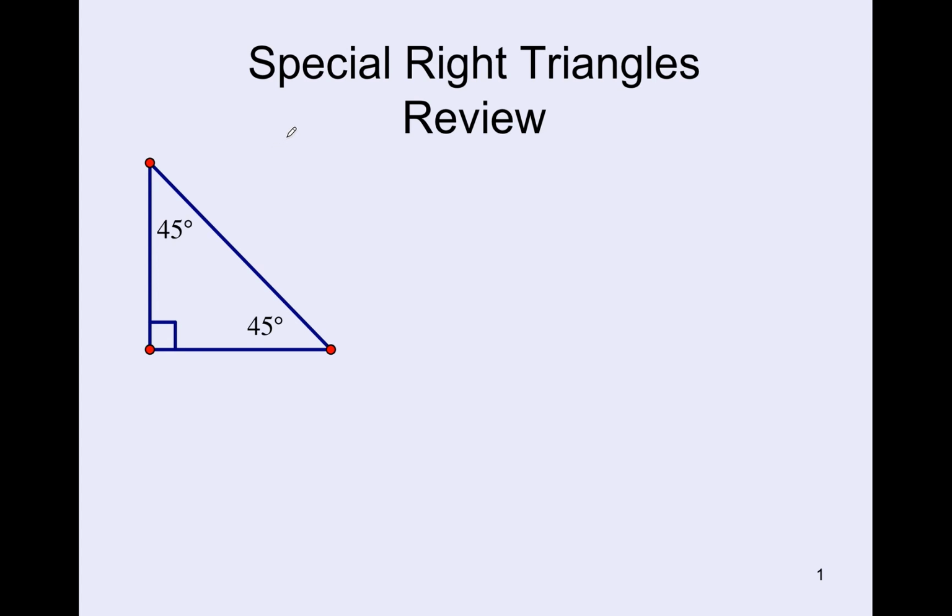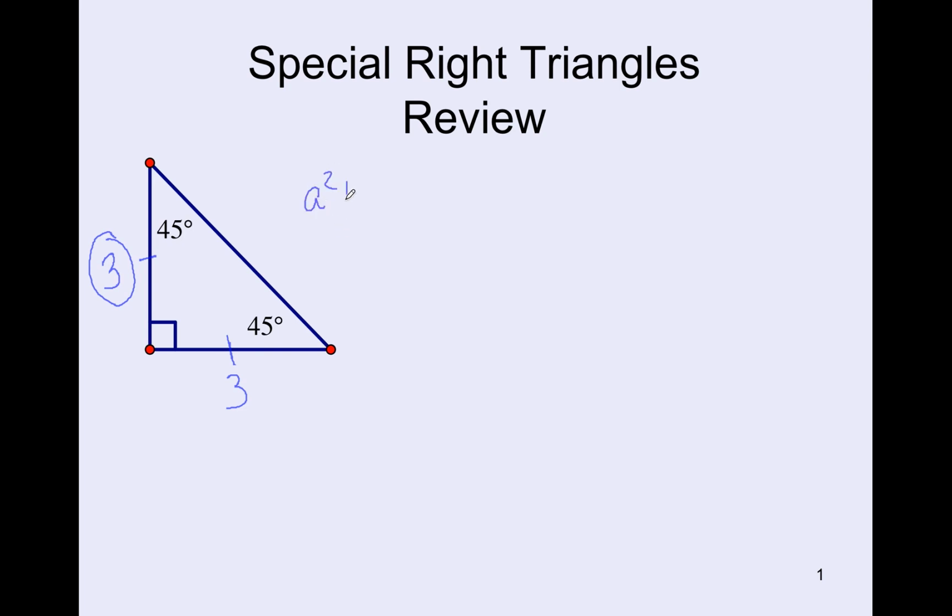All right, guys, let's do a quick review for special right triangles. Okay, we'll start off with the 45, 45, 90. Let's say this side here is 3. All right, this is your starting point. Well, remember, these two sides in a 45, 45, 90 are always the same. So this one there would also be 3.